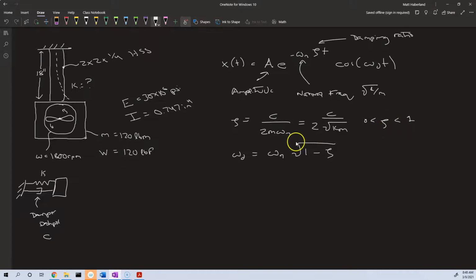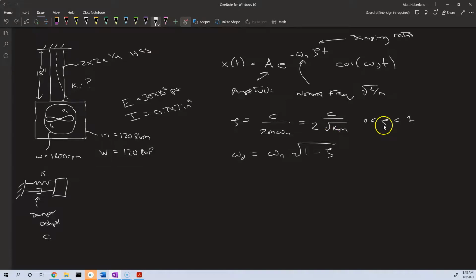If you had more damping, if C was really big compared to root Km, and this ratio were greater than 1, you'd find that this actually isn't technically the correct solution to the problem. There are other solutions that are basically decaying exponentials without the oscillation, without the cosine term.